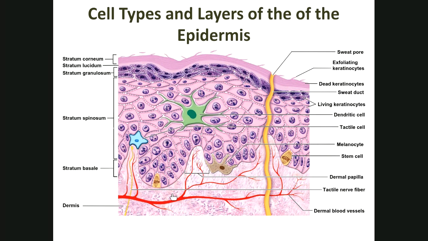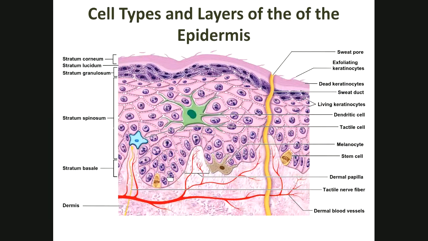We have three types of cells in stratum basale. One of these cells is these purple cells. We call them keratinocytes. One of them is this brown cell, which is the melanocyte, and the other cell is called tactile cell or Merkel cell. The first cell which I want to talk about is the keratinocyte. The keratinocytes, as you see here, are the most abundant cells which we have in stratum basale.